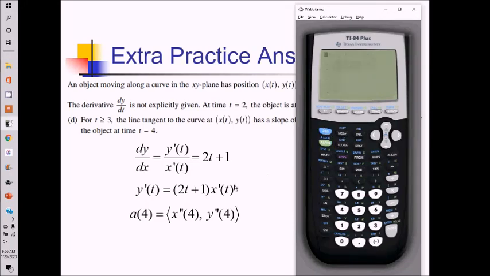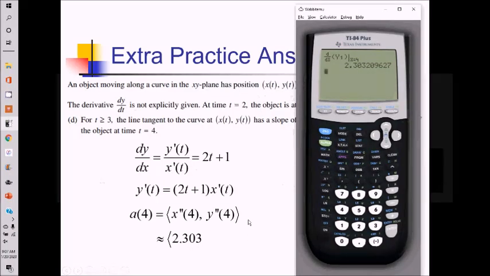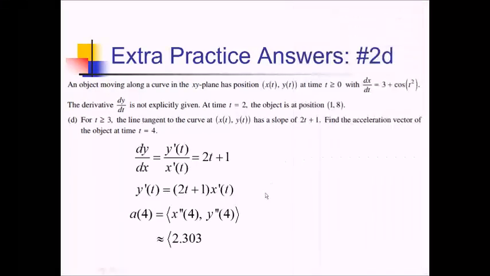And to get x double prime of 4, I need the derivative of x prime at 4. So math 8 derivative. We have d/dx of alpha trace y1. And then we're plugging in 4 for that, giving me a value of about 2.303. So we'll put that down there. Now for y double prime of 4, I'm going to do really the same exact stuff, but I'm going to use y2 instead of y1 because now I want y prime. And my calculator does all the other heavy lifting for me. So alpha trace y2, enter, comes out to 24.814.